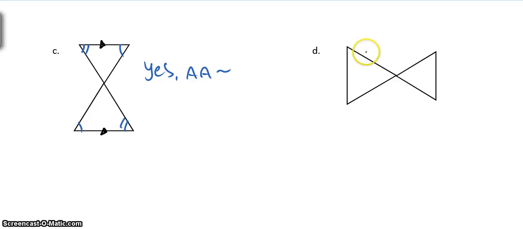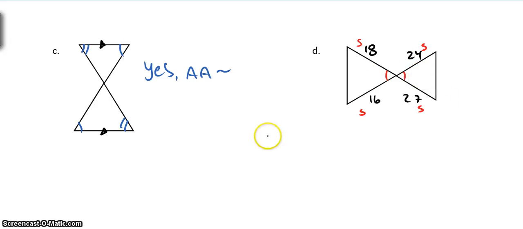Okay, last one. 18, 24, 16, 27. Now these are the tricky ones. All right, so we know we have vertical angles, so we got this angle, so we have a side angle side to the triangle on the left and the triangle on the right. The tricky part with these bow tie-ish problems is who matches up with who. So you have to test.